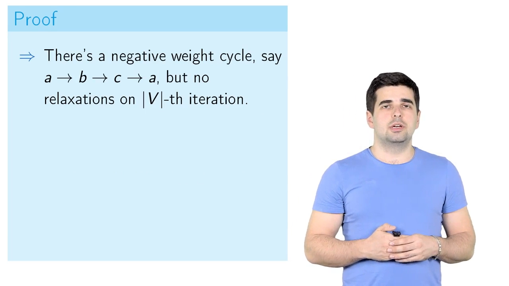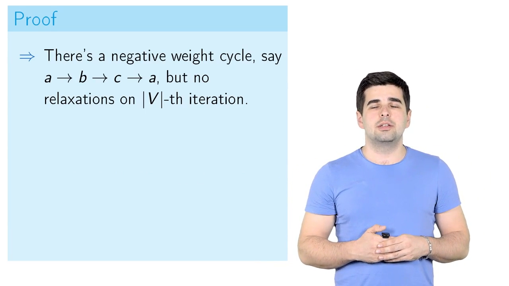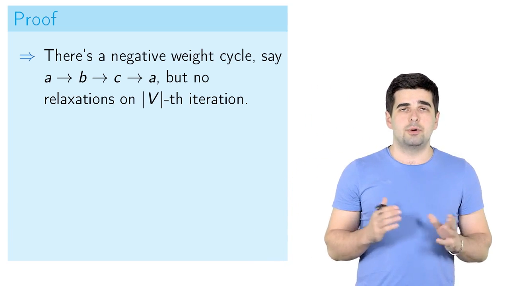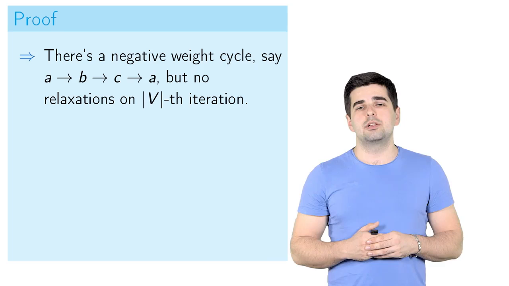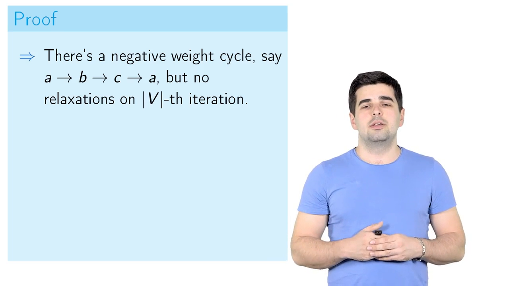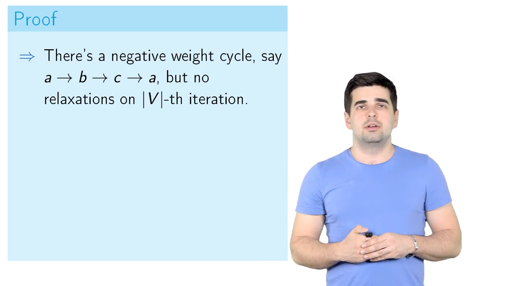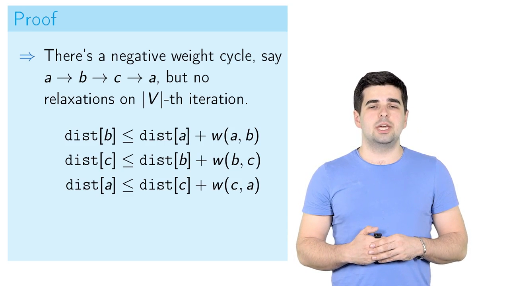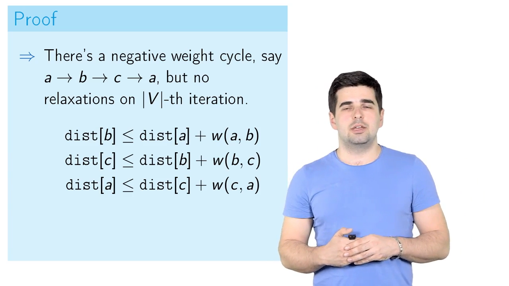Now let's prove in another side that if there is a negative weight cycle, then there will be a relaxation on the iteration number v. Suppose, again for the sake of contradiction, that there is a negative weight cycle, for example a cycle of length 3, a, b, c, a, but there are no relaxations on the iteration number v. Now let's look at the following three inequalities. These inequalities basically state that edges AB, BC and CA cannot be relaxed on the vth iteration.